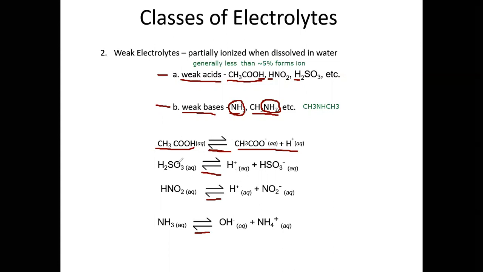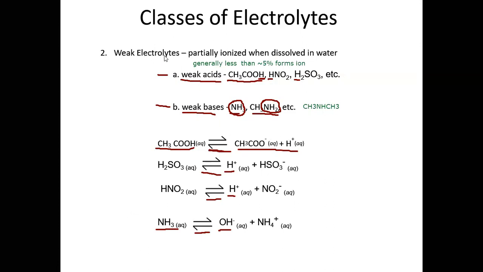And you see that for weak acids, we form an H+, which is the characteristic of an acid. You form H+ in solution. And for ammonia, which is a weak base, we form OH- in solution. We'll touch on this a little bit later when we talk about acids and bases. But acids form H+ when you put them in solution. Bases form OH- when you put them in solution.